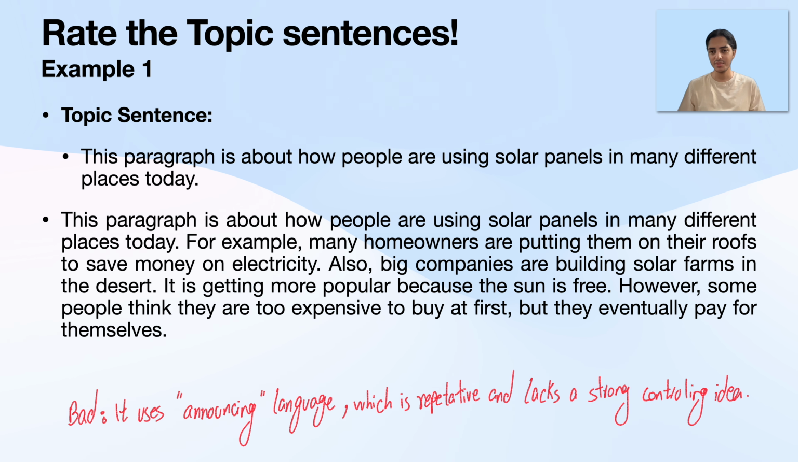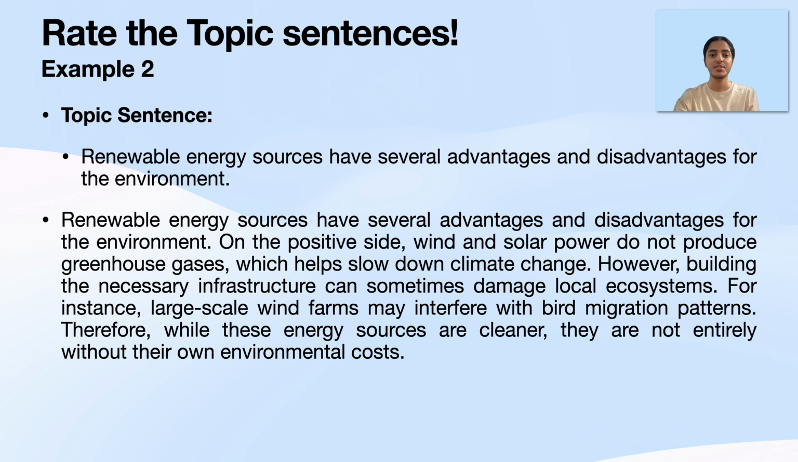It is ill executed. Renewable energy sources have several advantages and disadvantages for the environment. On the positive side, wind and solar power do not produce greenhouse gases, which helps slow down climate change. However, building the necessary infrastructure can sometimes damage local ecosystems. For instance, the large-scale wind farms may interfere with bird migration patterns. Therefore, while these energy sources are cleaner, they are not entirely without their own environmental costs. So what do you think about it?